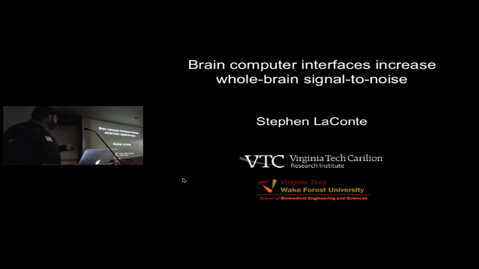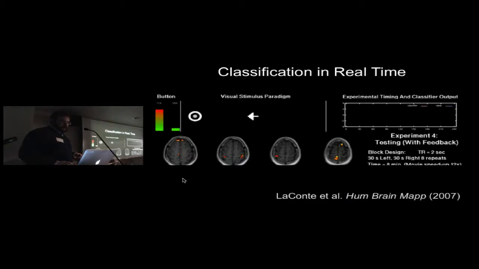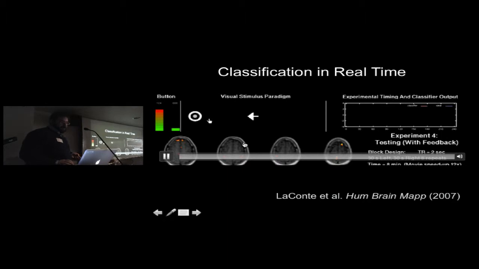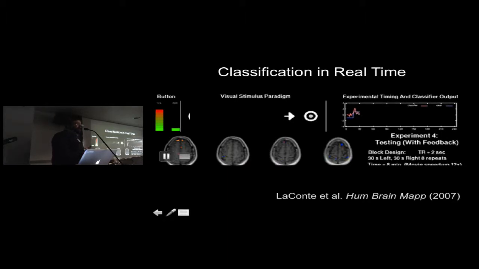So, I have a fairly ambitious title, Brain-Computer Interfaces Increase Whole Brain Signal to Noise. And rather than explaining all of that at once, I think I'll just start my talk with a movie. This is actually showing one of our first real-time fMRI experiments. And specifically what you're seeing is a human subject moving a cursor using only fMRI images of their brain.